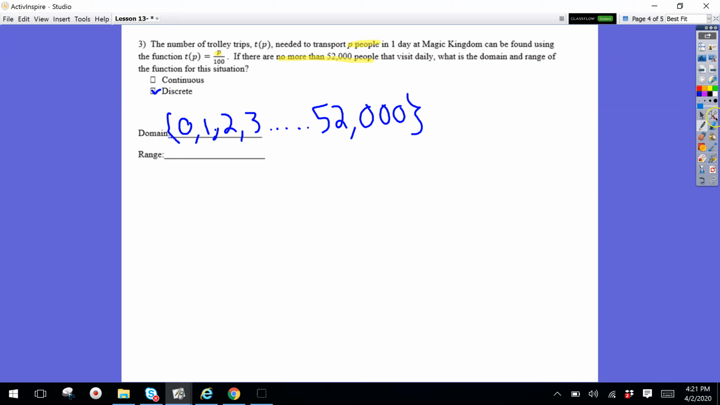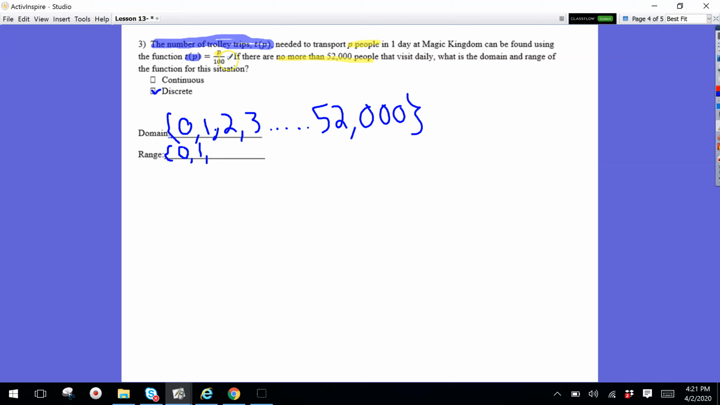And then now with a different highlighter, let's highlight our output or our range here, which is TFP, and TFP represents here the number of trolley trips. They told us that in the beginning. And so, well, the number of trolley trips depends on the number of people, right? Obviously, if you have 0 people, there's going to be 0 trolley trips. Now, if you have one person, still it's going to be 1 trolley trip. 2 people, still going to be 1 trolley trip.